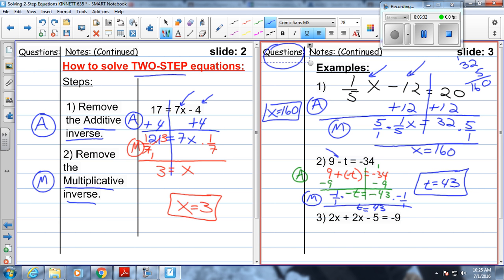So in this one, there is no distributive, so we should probably clean up our like terms. And 2x is like 2x, because they have the same variable with the same exponent. So we're going to write 2x plus 2x, which is 4x minus 5 equals negative 9. And now we've turned it into a 2-step problem.